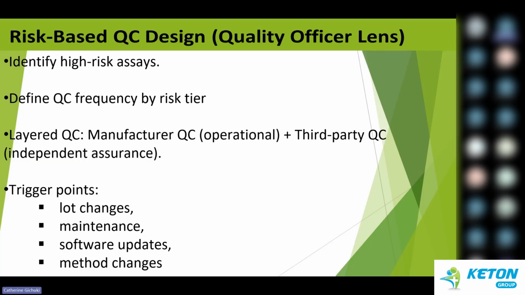And then you layer QCs. Remember, we mentioned layering QCs. This is where you use a manufacturer's QC to check the operations, and then you layer it with a third-party QC, which is independent and gives you an independent assurance. Then there are trigger points: when should you recheck after any major change, or when do you need to do these QCs?